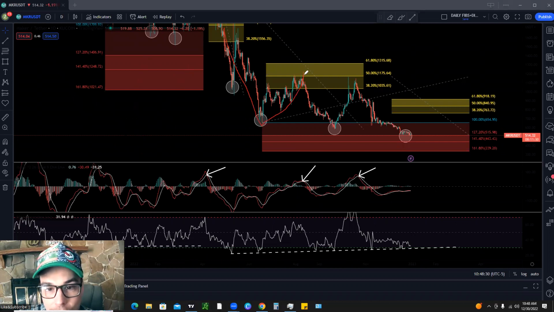We get a perfectly healthy retracement to the three major retracement levels. In this case, we hit our 50% retracement level. We come down, we retrace up, and we continue that trend, and we make a lower low. So that's really how you use the Fibs. That's why it's so crucial.